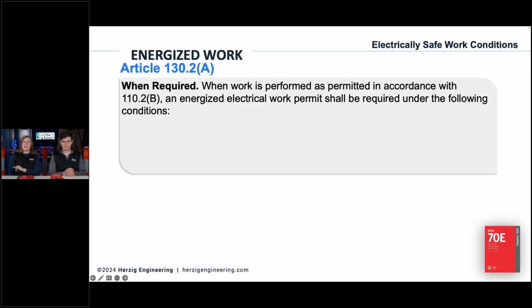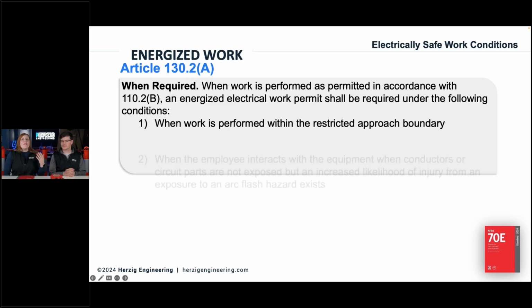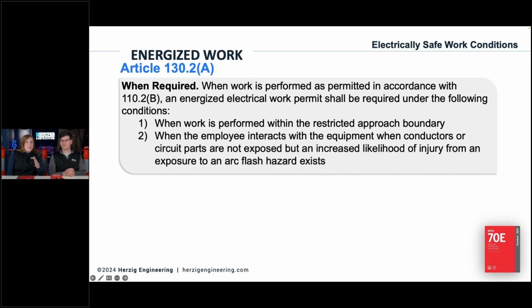So per the codes and standards, if you put this in your safety program, you're violating the codes and standards. Okay, this is not allowed. They're like, well, shoot. But if you do actually have that justification, and sometimes you do, if you cross the restricted approach boundary, you need to actually have a permit to do this work.